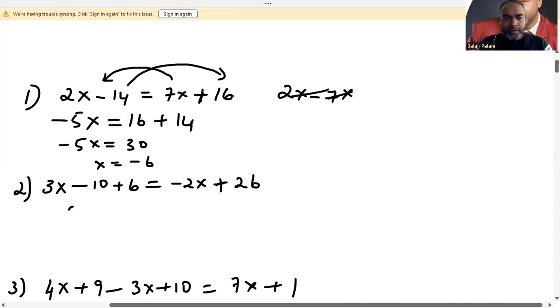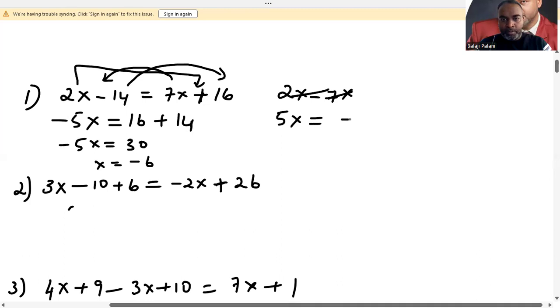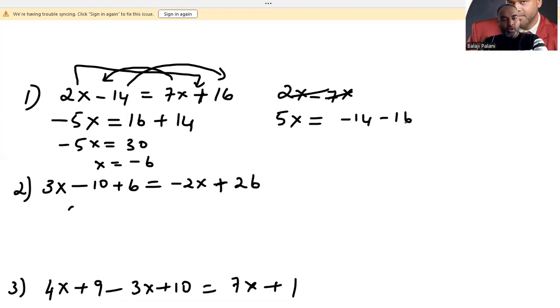Now, if I'm going to take this 2x to the other side, what happens? 7x minus 2x. When you're transposing 2x to the right, it becomes minus 2x on the right-hand side. 16 obviously is to be transposed to the left, so it becomes minus 14 minus 16. Okay, minus 14 minus 16. A major confusion students get here is: now if I take 2x there, shouldn't I write 5x on the right? This interchange alone you have to practice really well.